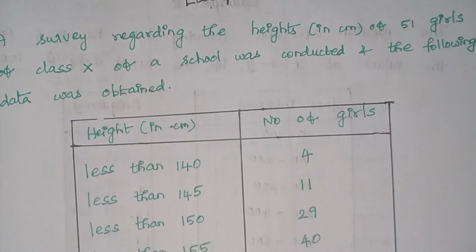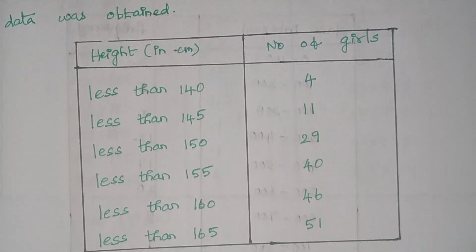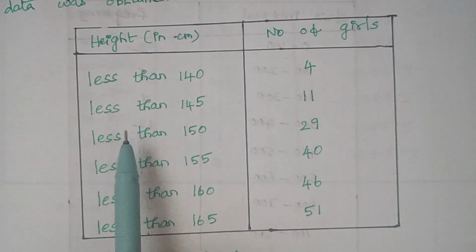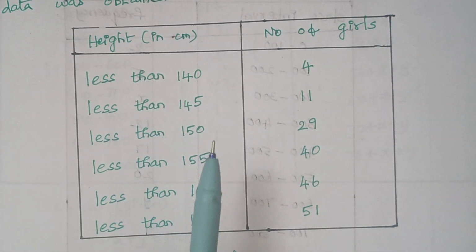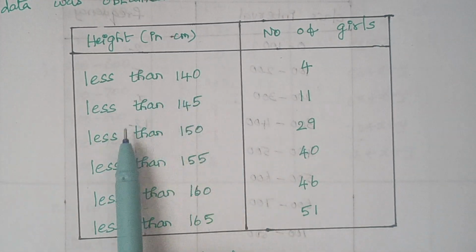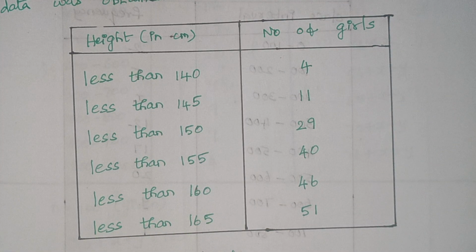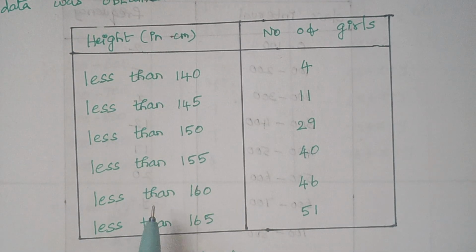Here is the tabulation given in the problem, and when you look at it, you see no proper interval is given. They are simply given as less than 140, less than 145, but actually we need perfect intervals, that is 140 to 150, 150 to 160, 160 to 170 likewise. But here the intervals are not given properly.